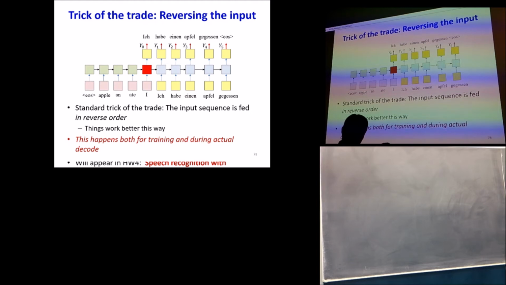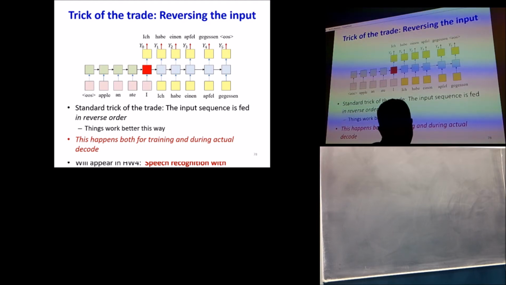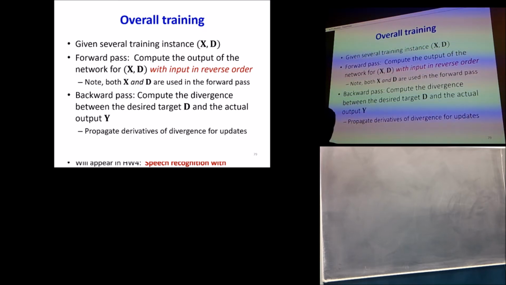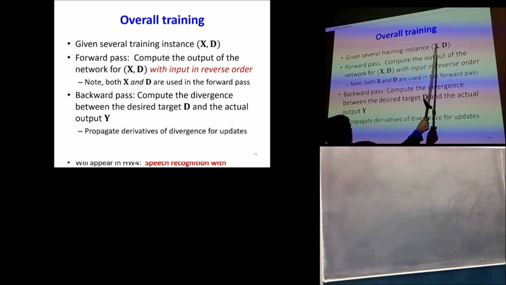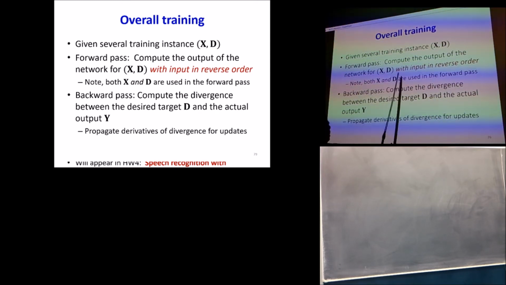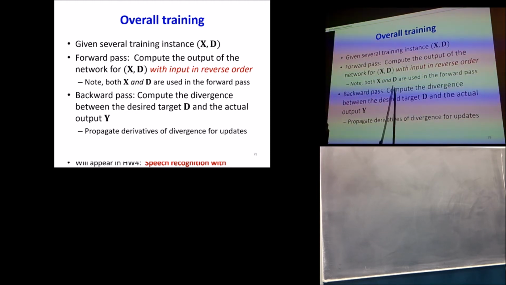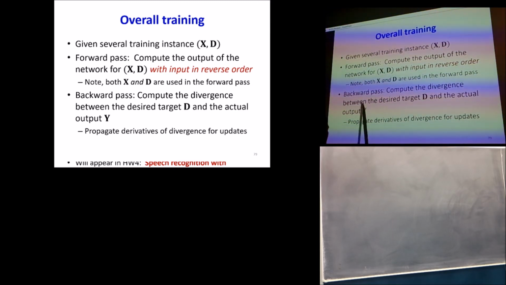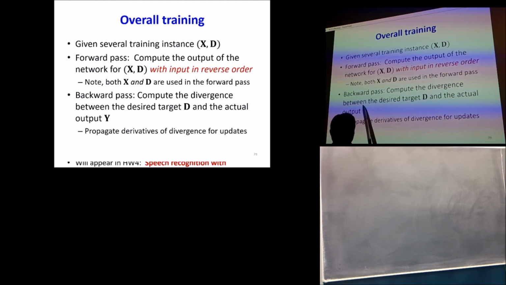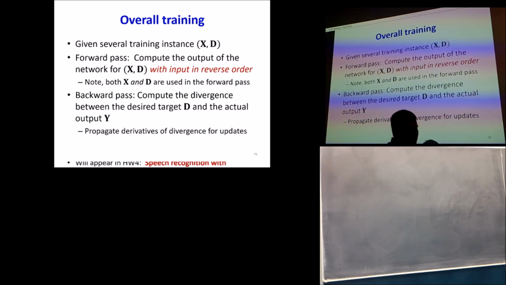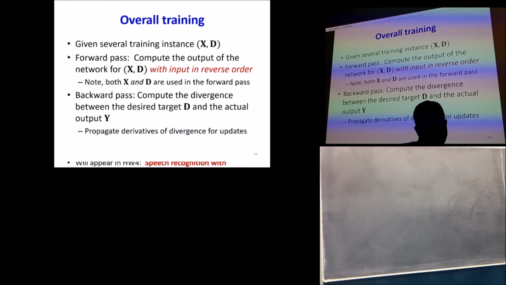This happens during training, but also during inference, you would be presenting the input in reverse order, computing the hidden value, and then that hidden value would be used for decoding. So here's the overall training again. You're given several training instances comprising input sequences and output sequences. During the forward pass, you compute the output of the network with the input in the reverse order this time. Again, you'll be using both the actual input, reversed, and the target input for the forward pass. And in the backward pass, you'll be computing the divergence between the desired target and the actual output, and then you can propagate the derivatives of the divergence backwards for updates.